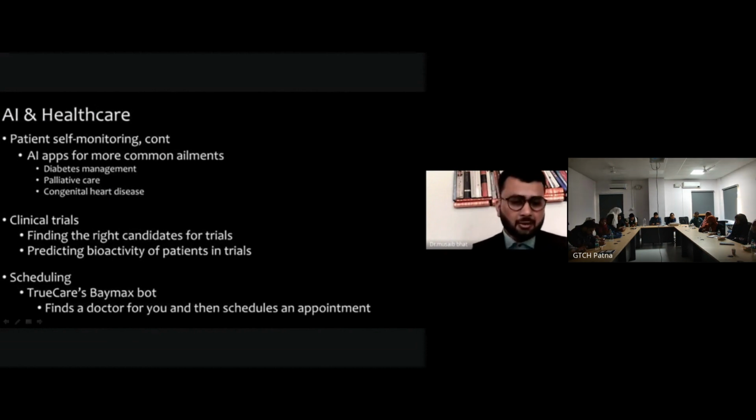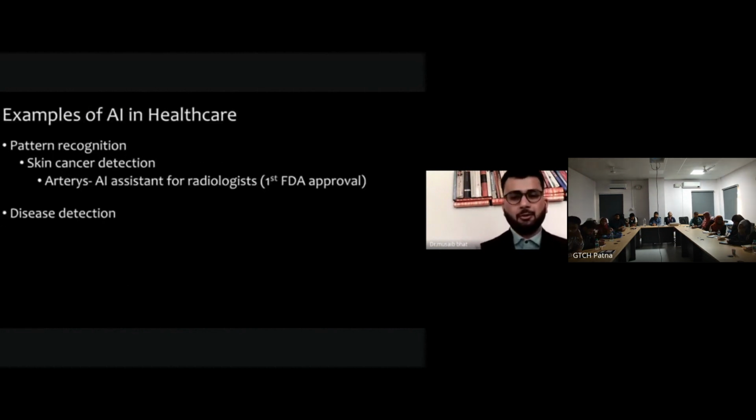In clinical trials, certain AI tools are able to find the right candidates for the trials based upon the information about the research they have done. So they are able to predict bioactivity of patients in trials. In advance, they are able to predict what will happen to this patient after this drug is taken. Then we have scheduling, TrueCare's Baymox bot. It's one AI tool that is able to actually schedule your doctor's appointments, and it can find doctors for you based on your interests.